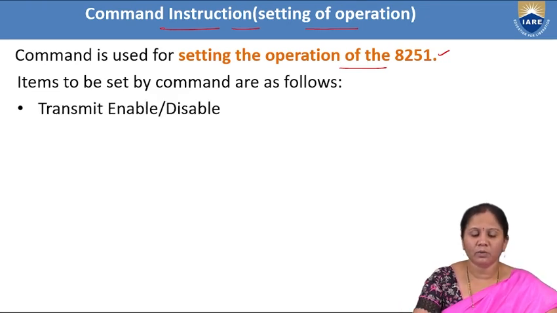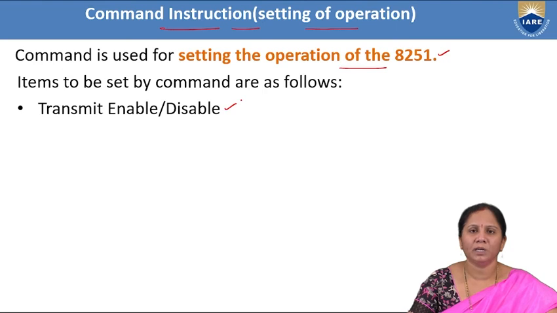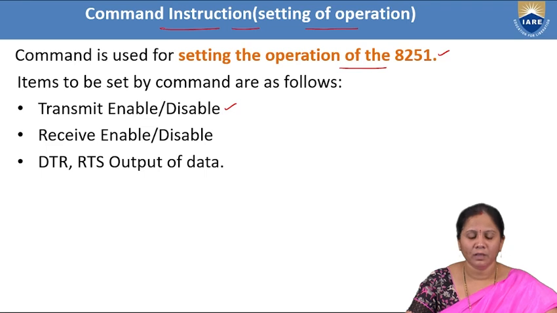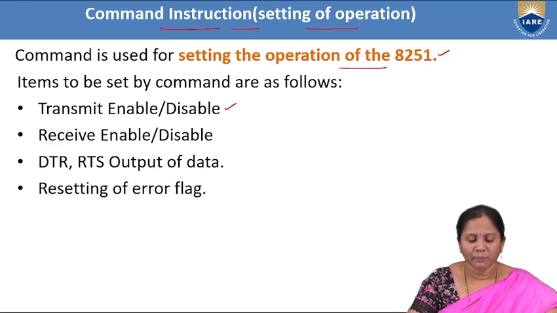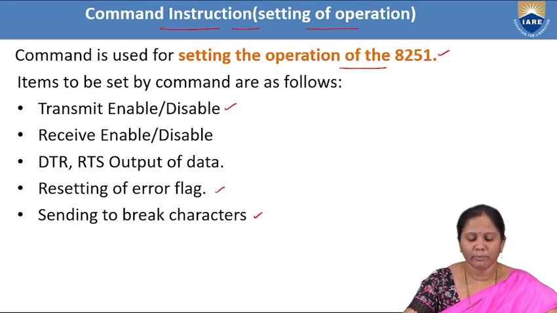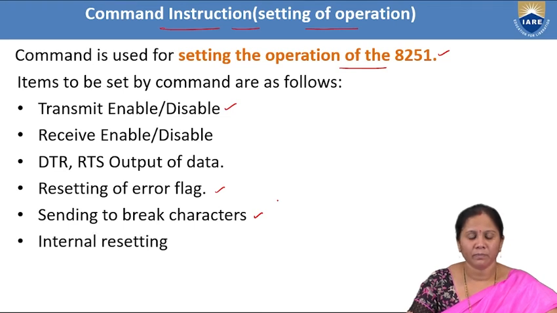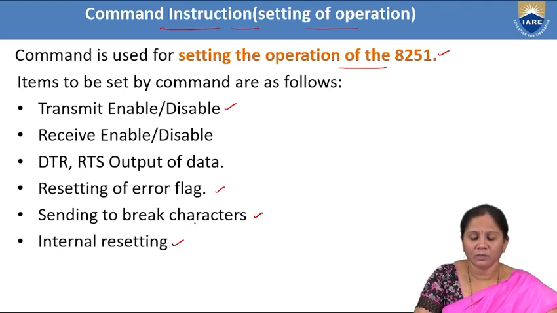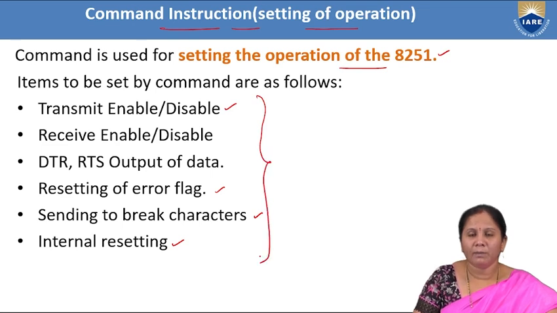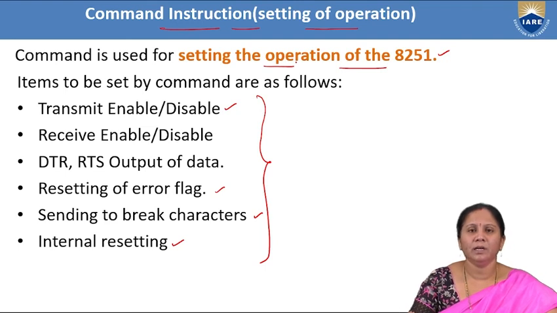So the bits are related to the transmitter, whether to make it enable or disable, whether to make the receiver enable or disable. Okay, so information like DTR, RTS, and resetting of error flag, sending break characters, and internal resetting. All these parameters can be programmed by changing the bits that are present in the command instruction of 8251 USART. It is an 8-bit register.